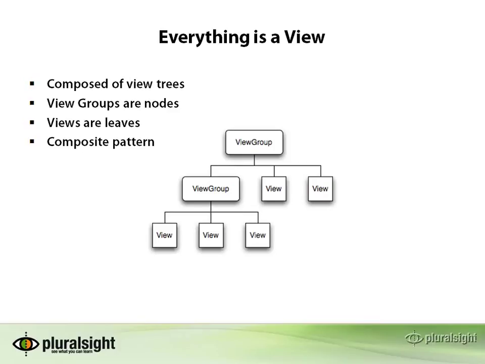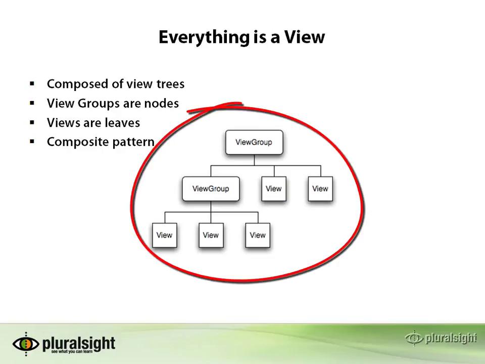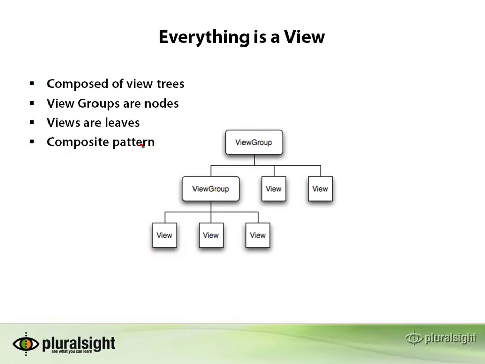So let's take a look at why I'm saying that everything is a view. Well, when you look at this diagram here, you can see that we have a tree of views. At the root, we have a view group, and that view group contains another view group and two views. And that second level view group contains views.